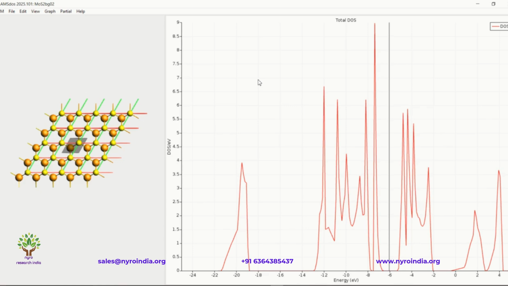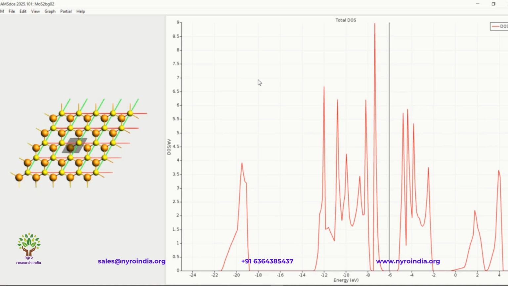the resulting density of state graph plots the number of electronic states per unit energy, either in states or electron volt, on the y-axis, and against the energy on the x-axis. Typically, the Fermi level, the energy of the highest occupied electronic state at absolute zero, is set as 0 eV. And then, what are the key features which we can explain in this graph?